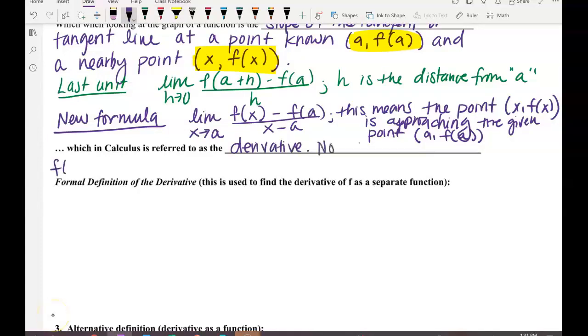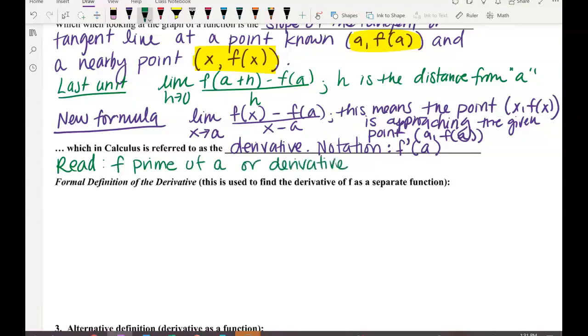And guys, we do have notation for the derivative. The notation is f, and then there's this prime, of a. I'm going to spell it out. Ready? This is red. F prime of a, or derivative of f at point a.